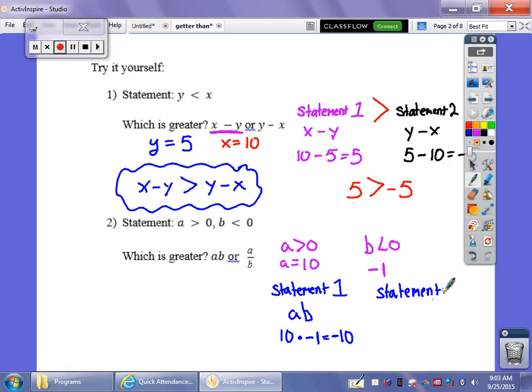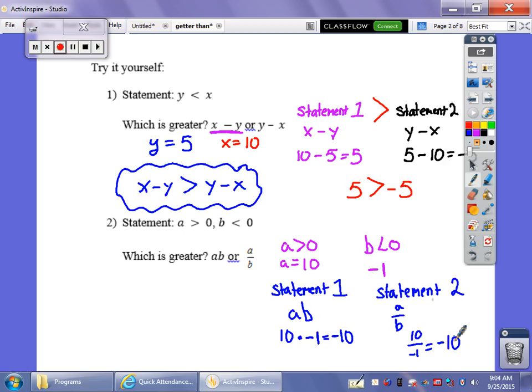Statement 2. We have A divided by B. Well, the value of A is 10. And 10 divided by -1 is going to give us -10. So at first, when you look at these, you're going to say that they're equal. That statement 1 is going to equal statement 2. But the question is, is that always the case?